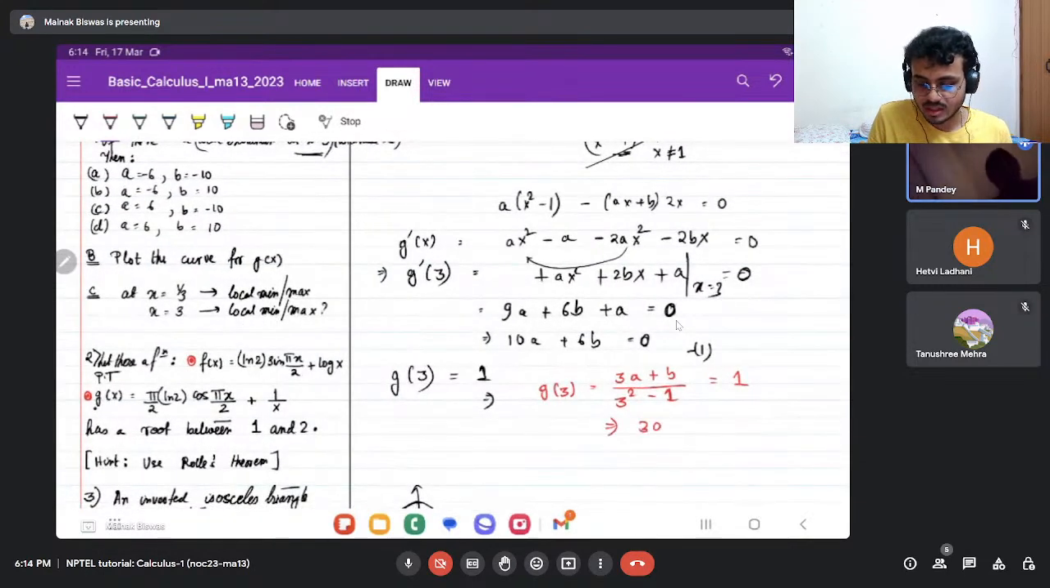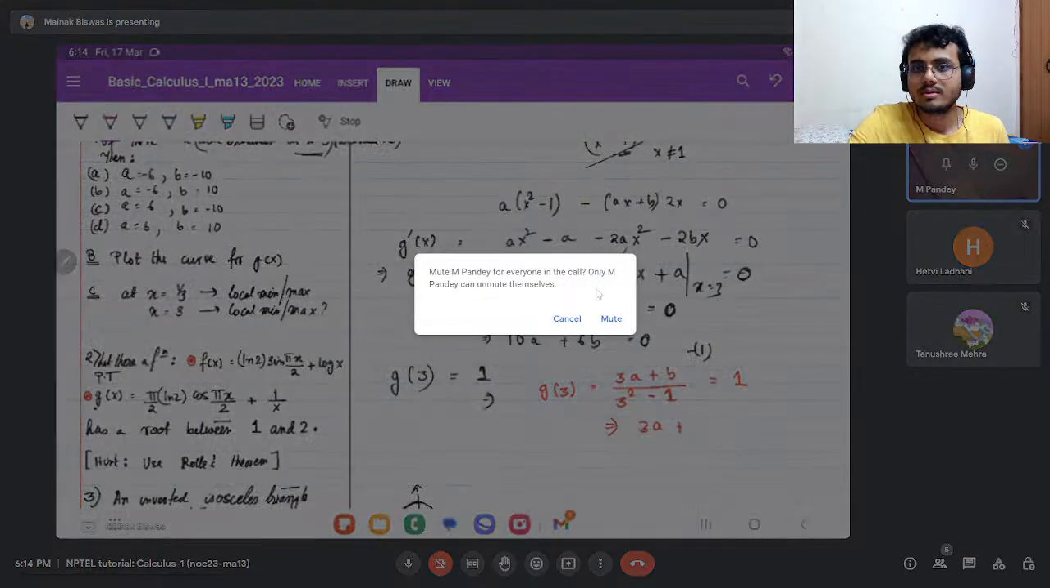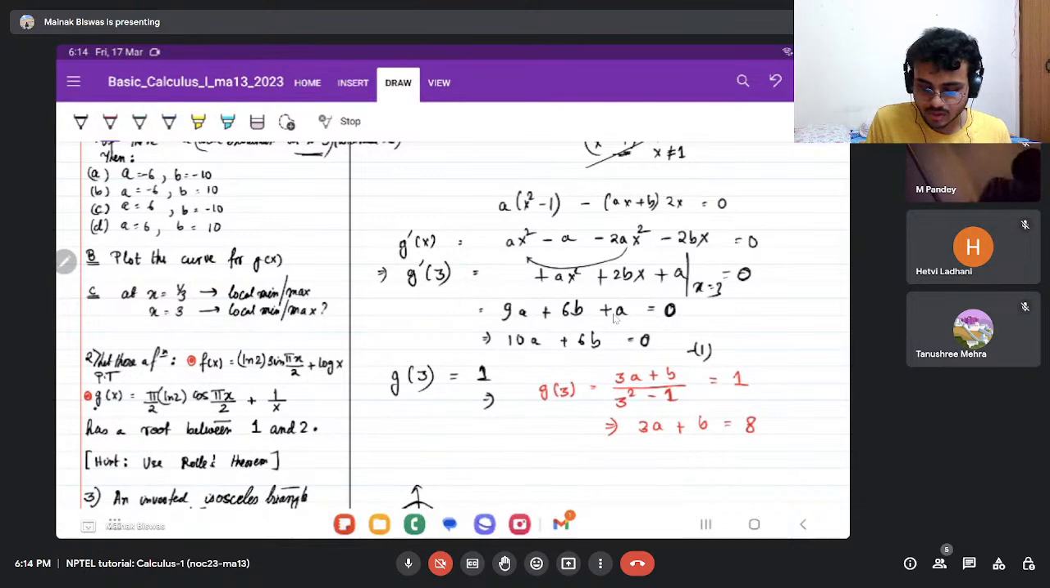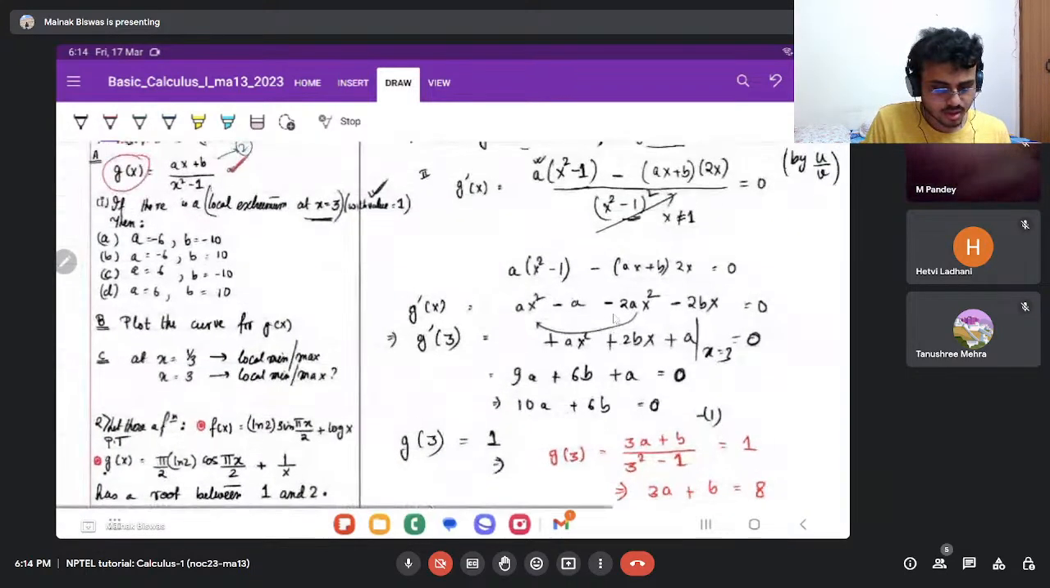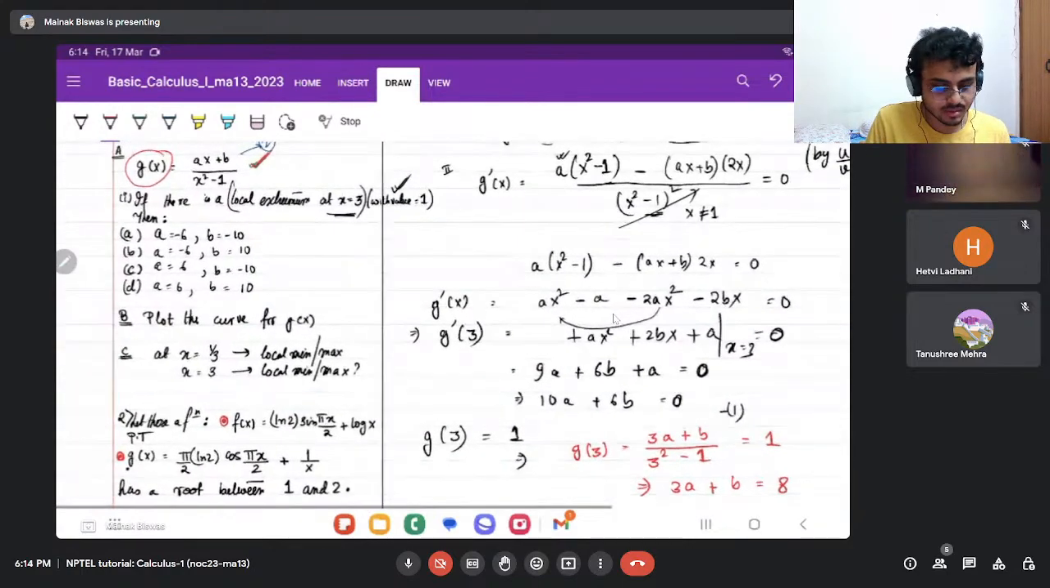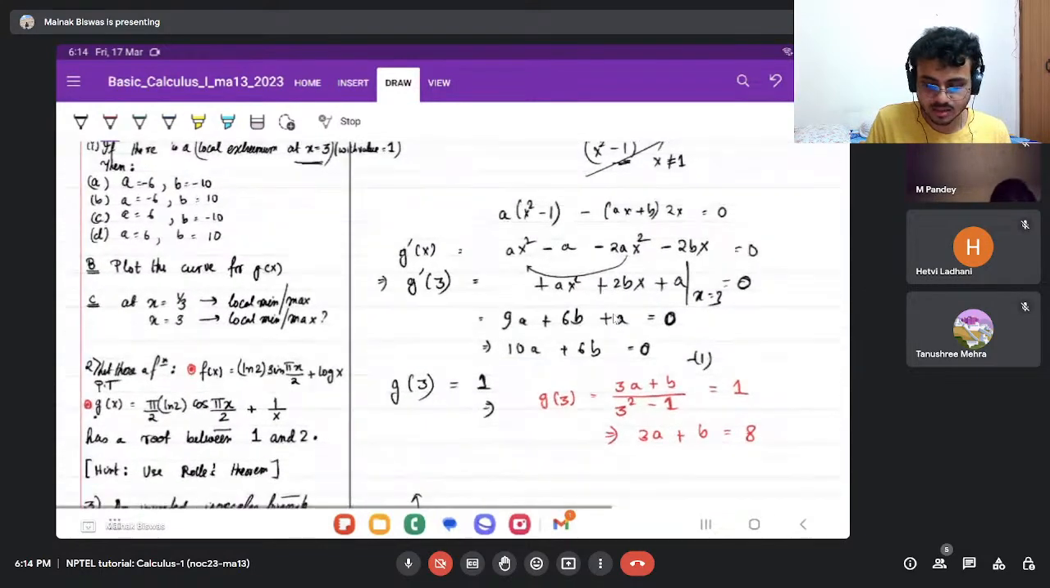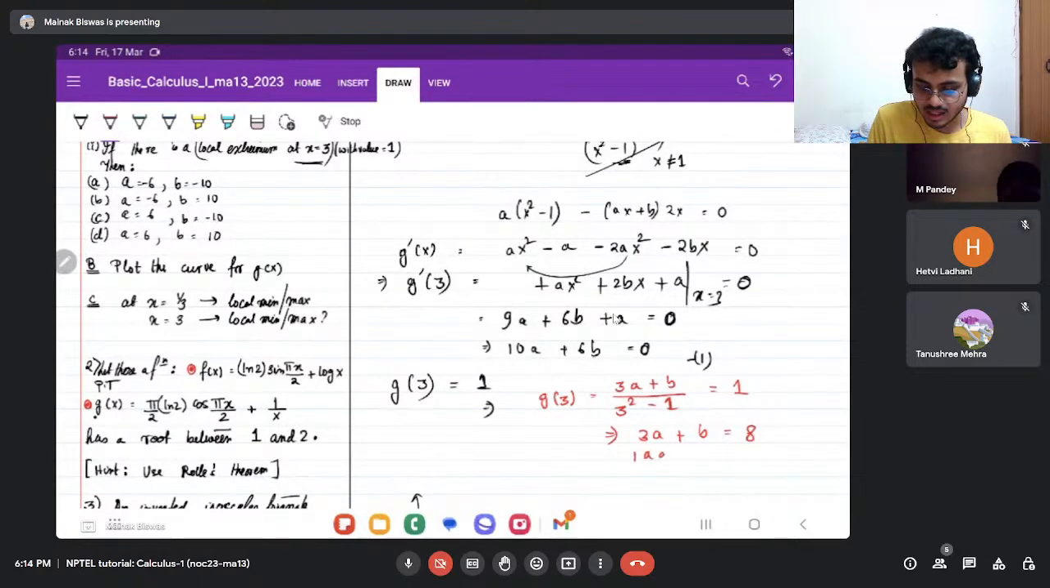So you have 3a plus b is equal to 8. So these are the two equations that you have. You put x is equal to 3 where you have an extremum, so you have (3a plus b) by 8 is equal to 1. So you solve these two equations.